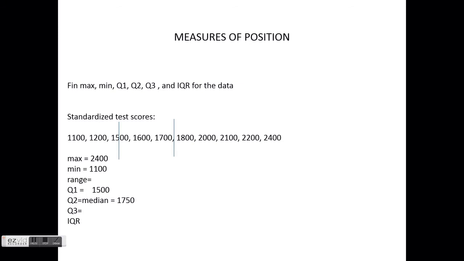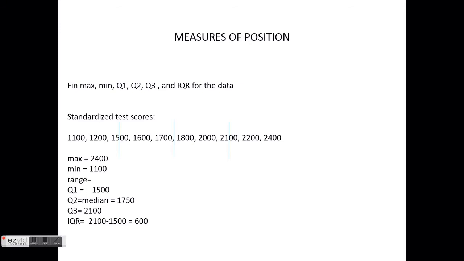So what's the Q3 then? It's the median of the upper half. Think about it. Yep, 2100. And now the interquartile range is the difference between Q3 and Q1, which is 600, right? For this example, we're not going to worry about identifying outliers. We'll do that in the next example.